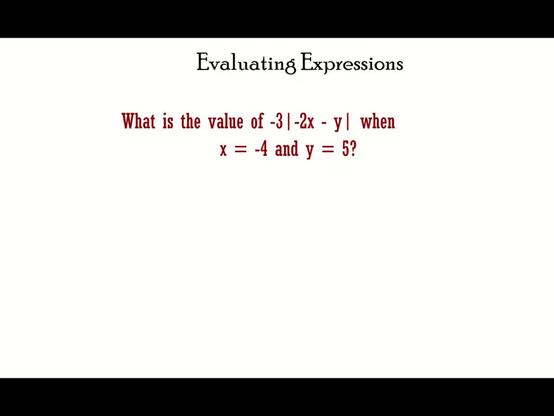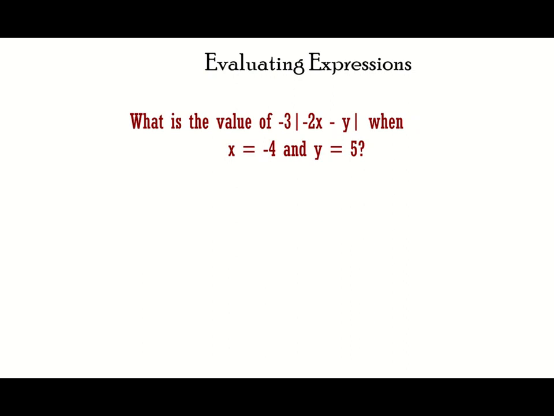All right, final topic that we are going to cover is evaluating expressions. So this is something we did way back at the beginning of the year. And it's not something that is super hard. It's just sometimes kids forget what they have to do or what it means. So for this one, it's worded, what is the value of -3 times the absolute value of -2x minus y when x equals -4 and y equals 5. So what it wants you to do, it's giving you the values of x and y. So you're just going to plug it in.